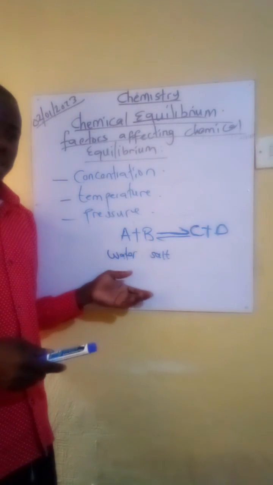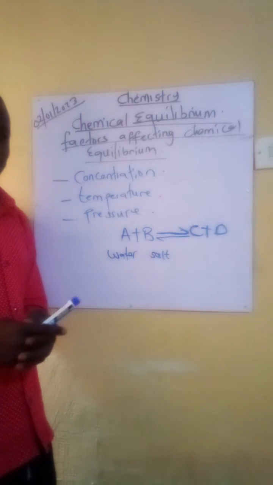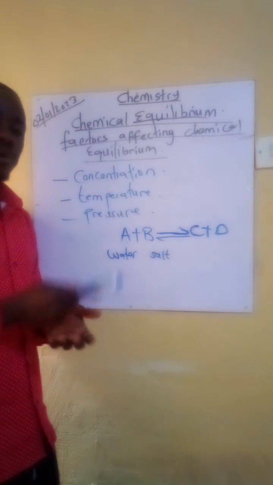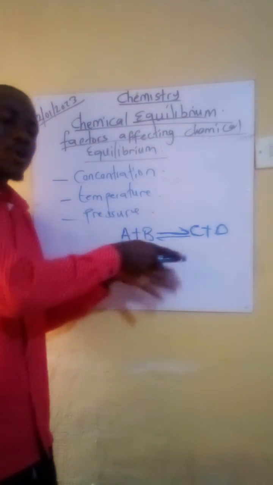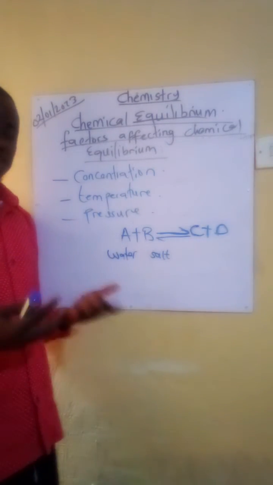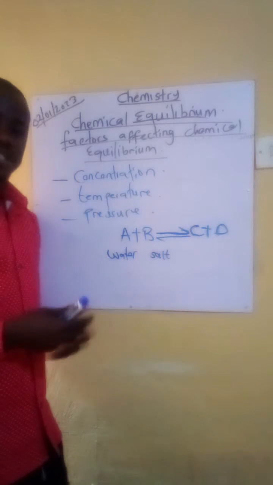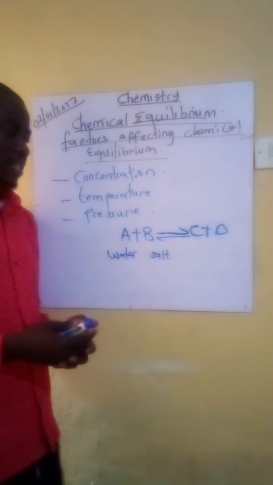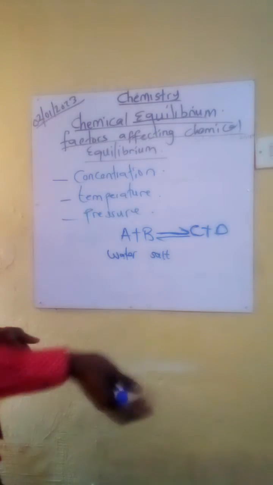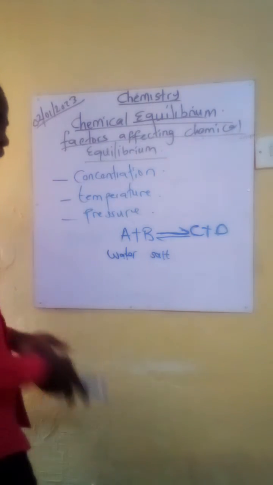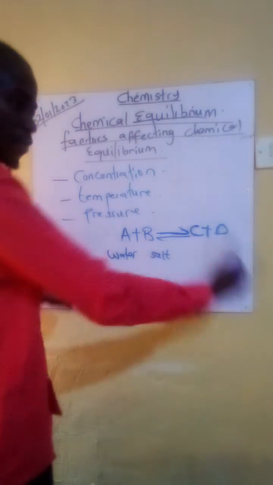What you are doing here, you are disturbing the system. The system will no more be in equilibrium. So you are affecting the system. You are disturbing the system. Okay, that is concentration. That's how concentration affects equilibrium. A system that's already in equilibrium, you come and increase or decrease the concentration either of the reactant or of the product.